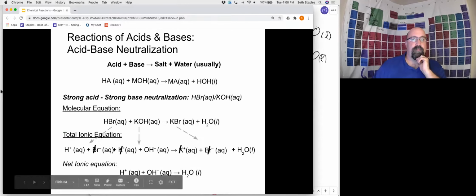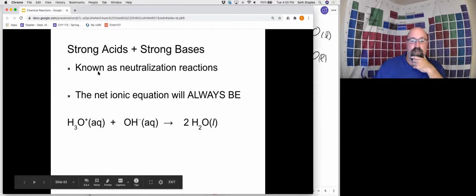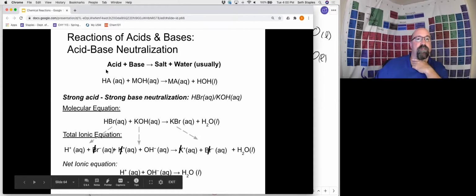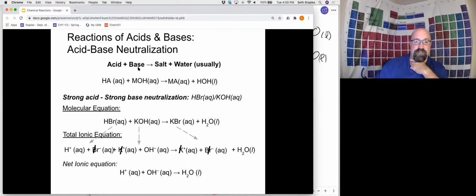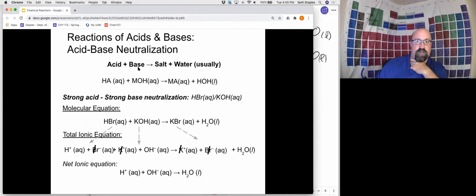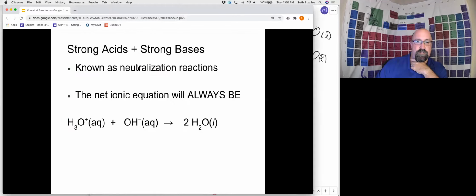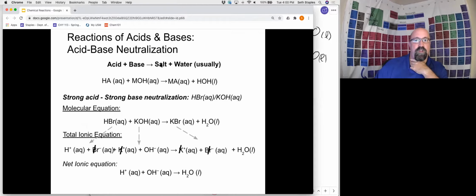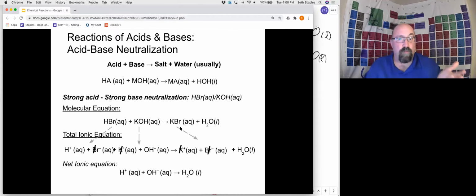So back up. The general form of a neutralization reaction: your acid plus your base are going to react to form a salt plus usually a water. And so the salt in this case being our ionic salt KBr, which typically are always going to be aqueous.